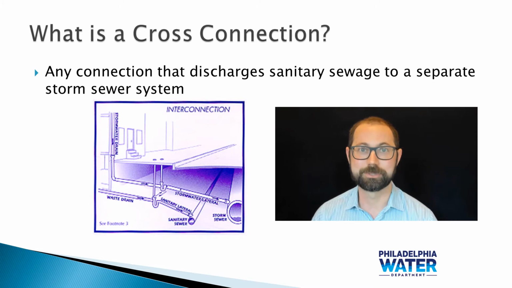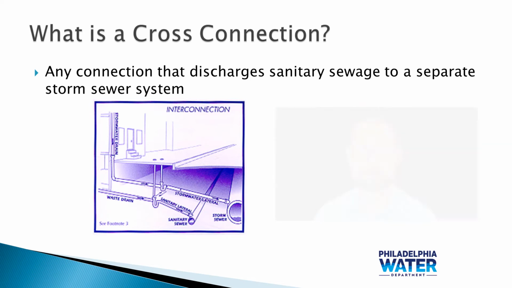These three examples of cross connections are not necessarily the only opportunities for sanitary sewage to reach the storm sewer system. As you all know, everyone's house is full of plumbing, and all of that plumbing provides plenty of opportunities for cross connections to be made within an individual's property as well. As we move forward in this presentation, you'll see some ways in which we try to locate and identify all these types of cross connections.